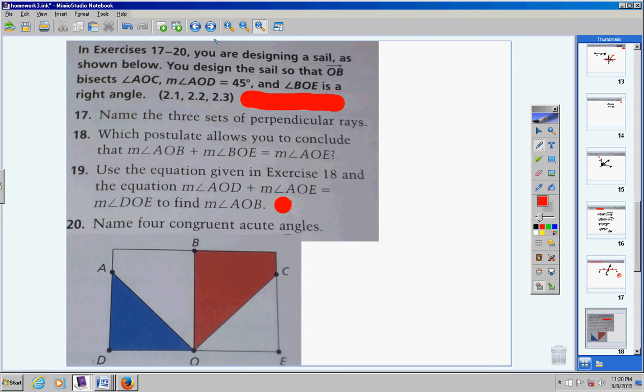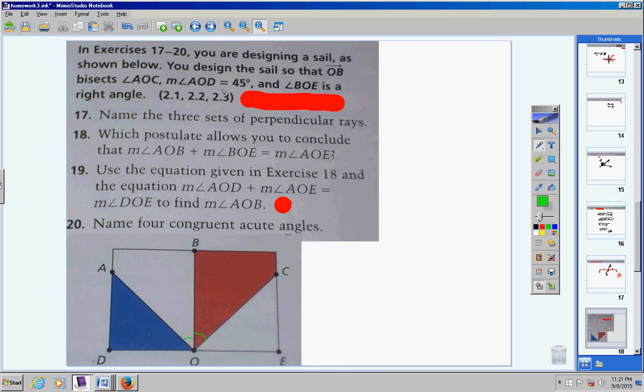You can look in your book if you want to. The directions say you are designing a sail as shown below. You design the sail. Now I'm going to write on this here, so that OB bisects AOC. So that means this angle here is congruent to this angle here, okay? Because it says right here, OB cuts or bisects AOC, and here's AOC. Okay, so I know these two little angles right here, this angle is congruent to this angle here.